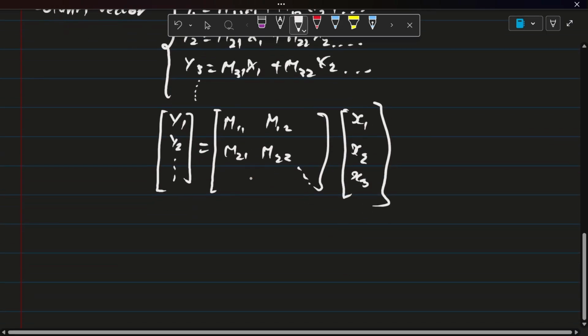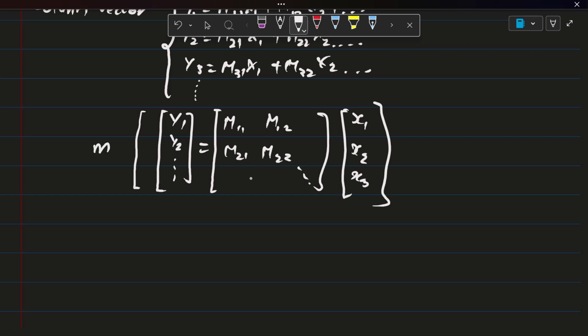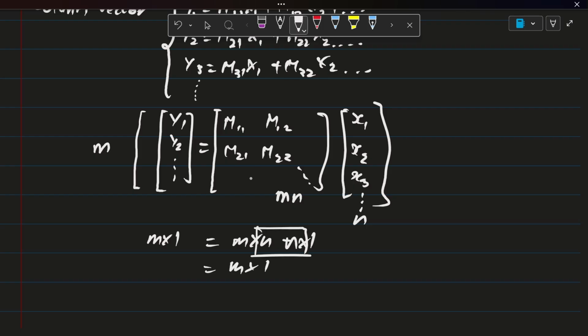So if we observe from this, if this guy has, let's say, m components, this matrix here should be an m by n, as long as this guy goes to n. So what we see is that an m times 1 would be equal to an m times n, multiplied by an n times 1, which means that this will result in an m times 1. So this part actually cancels each other out. And this is pretty much what we'll do in general.